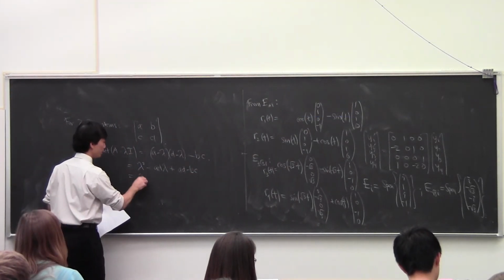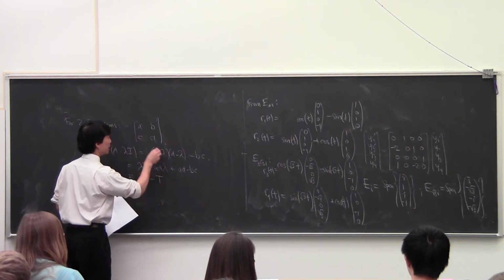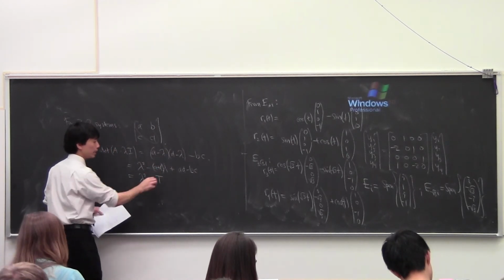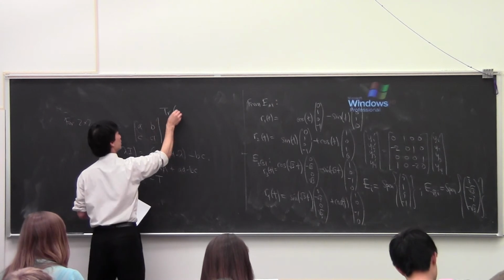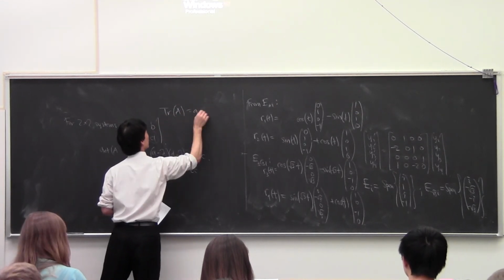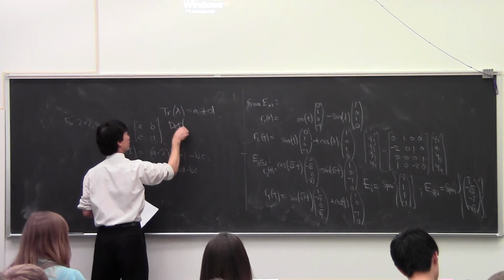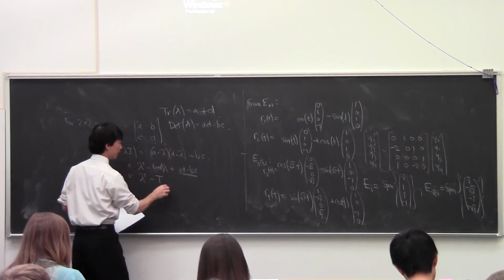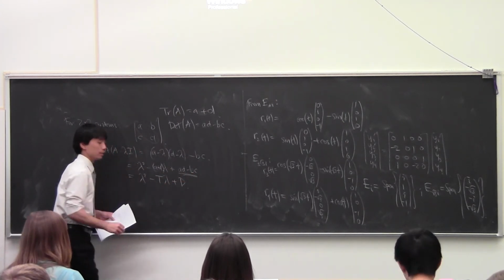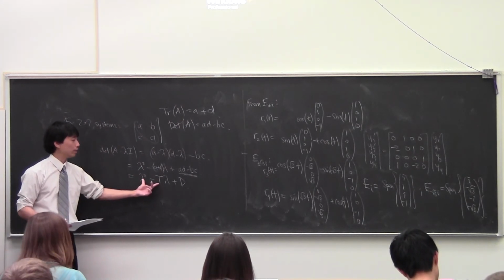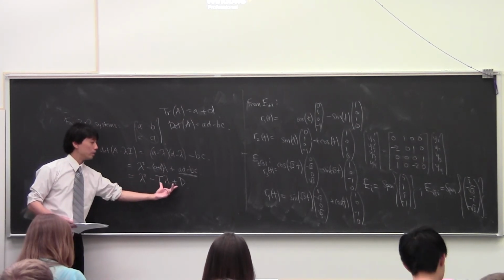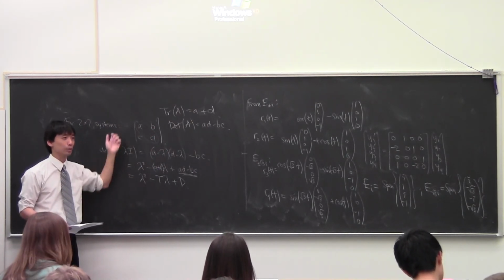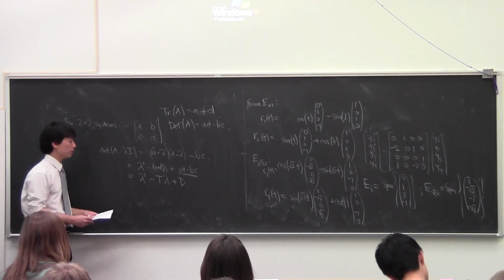A plus D is the trace of the matrix, T. The determinant, of course, is AD minus BC, D. So you can write the characteristic polynomial in terms of the trace and the determinant. If you've got two matrices with the same trace and same determinant, you're going to get the same solutions, right?